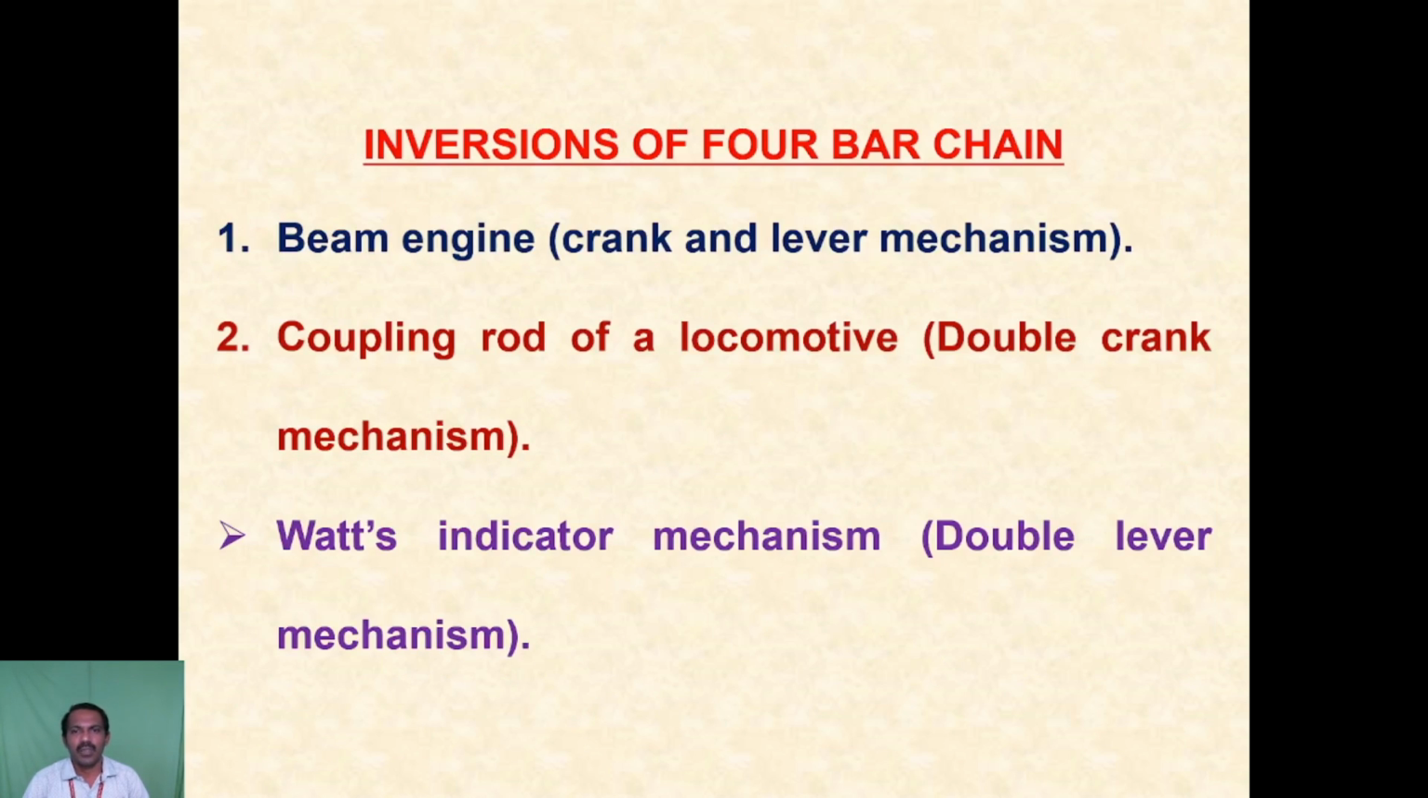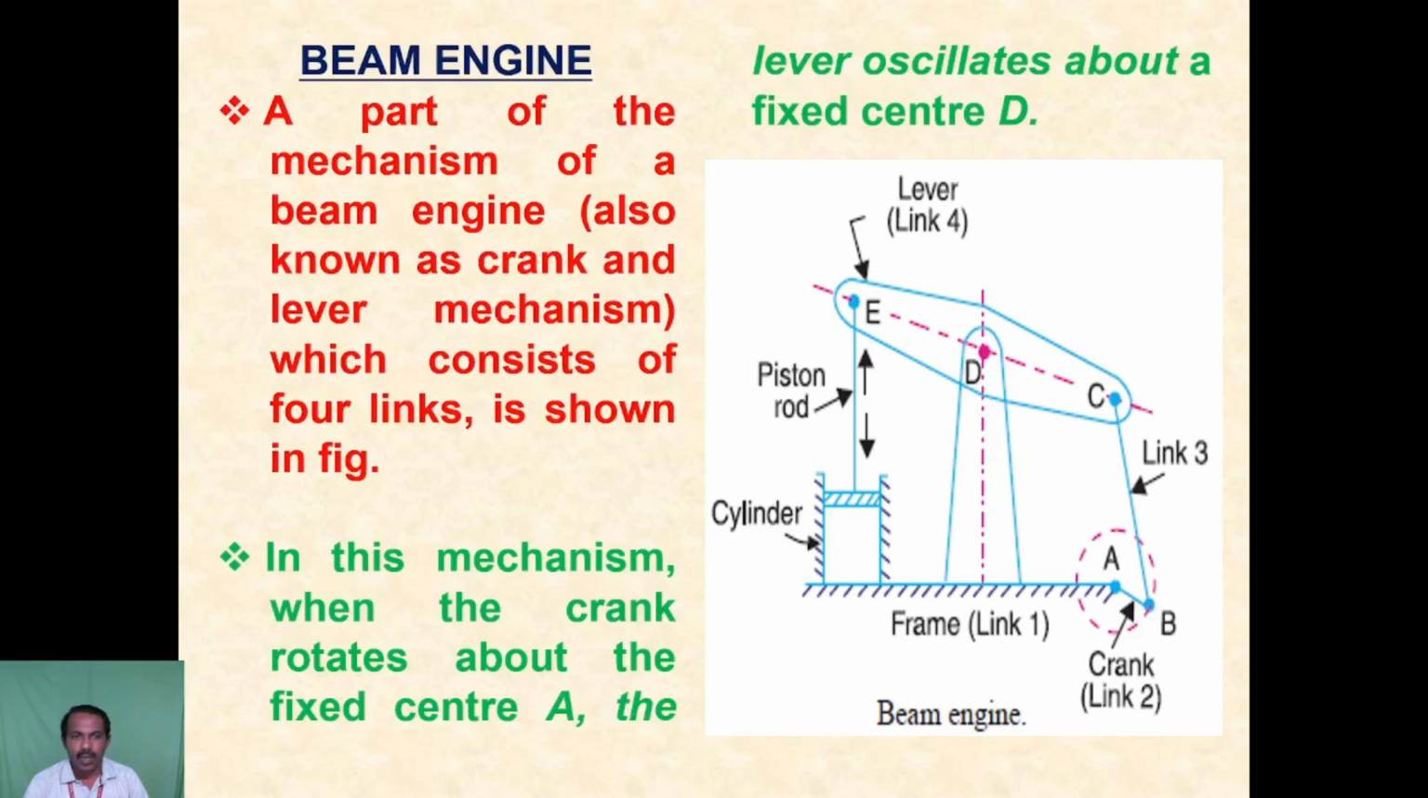Another one is the inversion of the 4-bar chain. Examples of inversion of the 4-bar chain are the beam engine, the coupling rod of a locomotive, and the Watt indicator mechanism. And here is a beam engine. In the beam engine, one is a rotating motion and another is a reciprocating motion. The cylinder has a reciprocating motion, and the crank has a rotating motion.